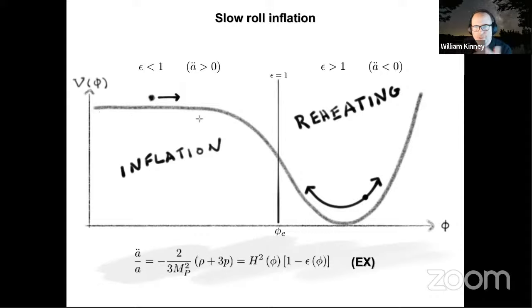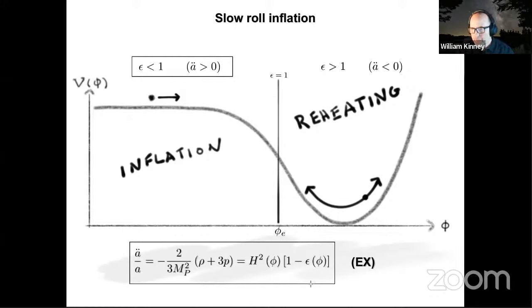So if I have, for example, some long plateau, or there are a variety of ways you can accomplish this, but as long as this slow roll parameter is less than 1, which is identically equivalent to saying that the second derivative of the scale factor with time is positive, that is because you can rewrite the Raychaudhuri equation exactly. So this equation for a double dot, which in normal form you've seen a lot like this.